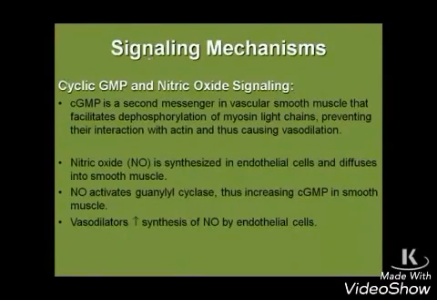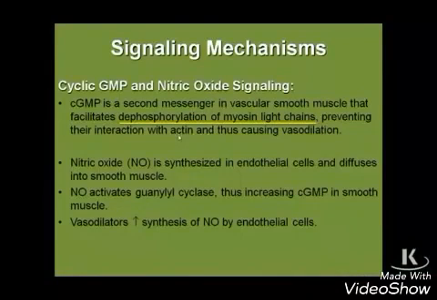Our next signaling mechanism involves cyclic GMP and nitric oxide. Cyclic GMP is a second messenger in vascular smooth muscle that facilitates, and you want to highlight, dephosphorylation of myosin light chains, thereby preventing the interaction with actin and causing vasodilation. Now, the mechanism for nitric oxide signaling will be covered in more detail later on, but for now it's sufficient to note that it's dephosphorylation of myosin light chains, and as a result, you don't get the interaction with actin.